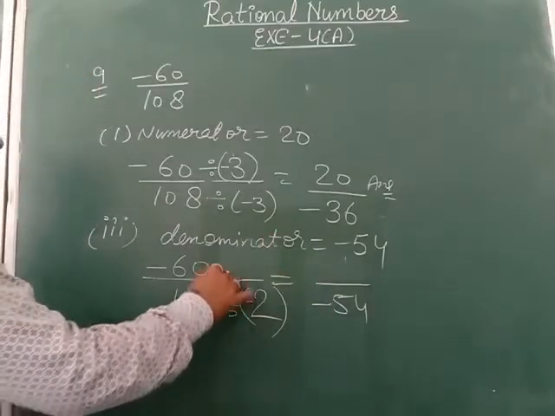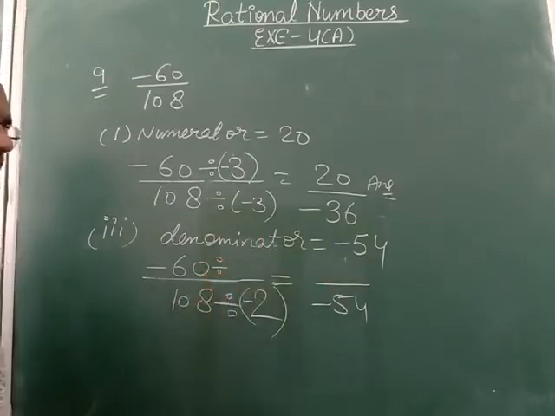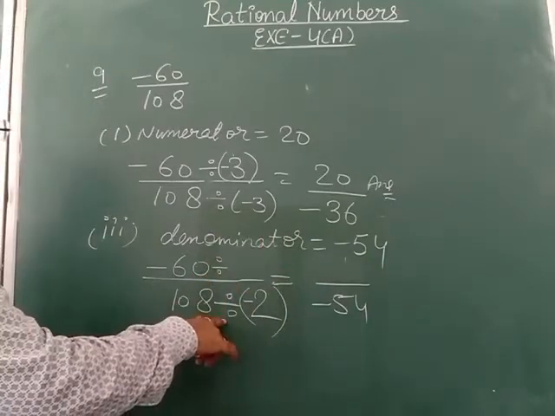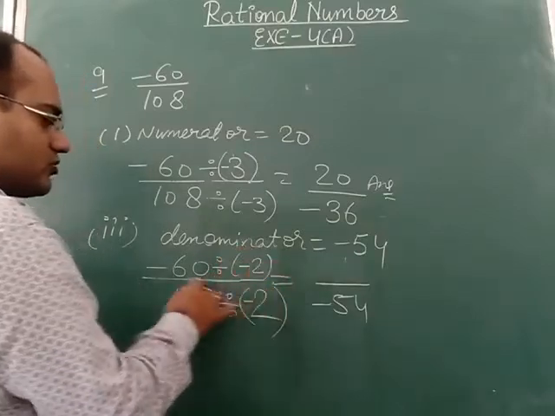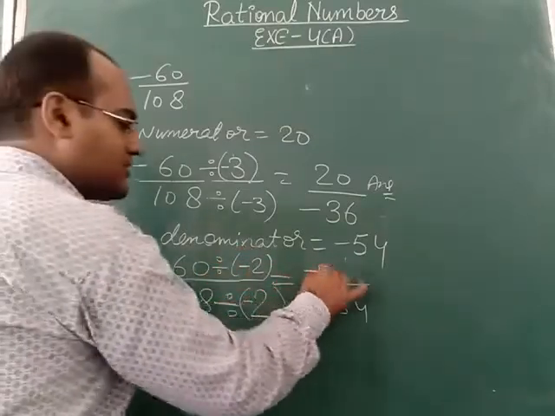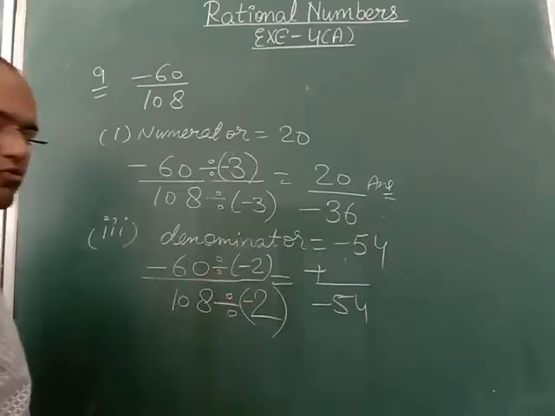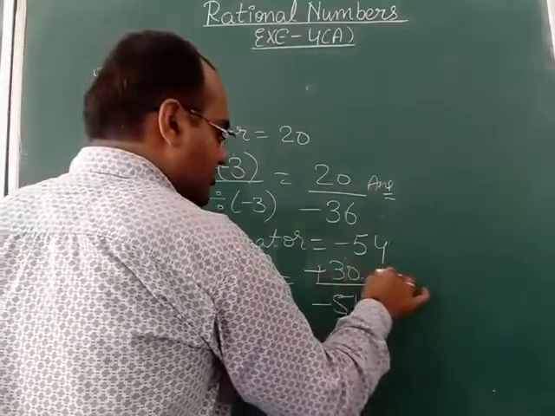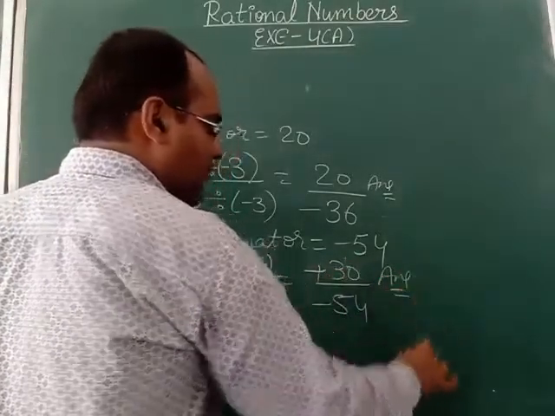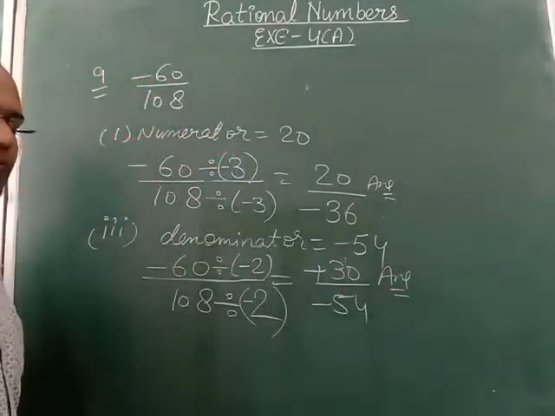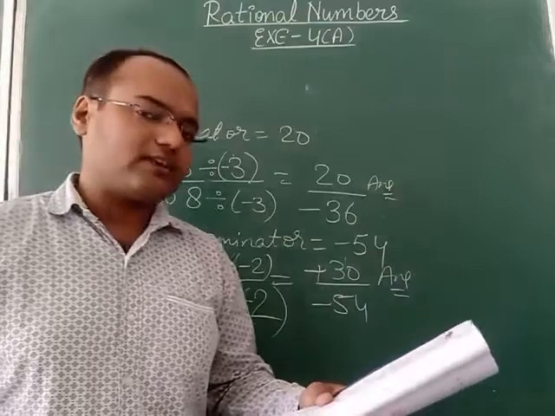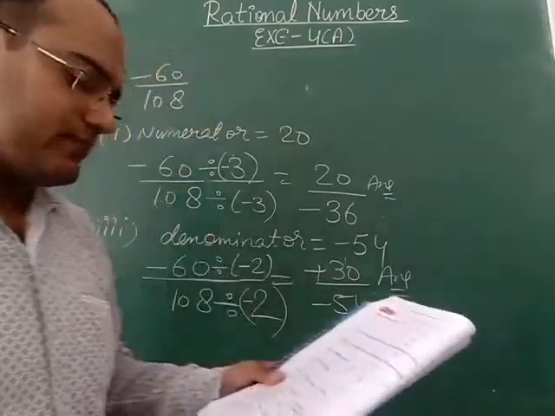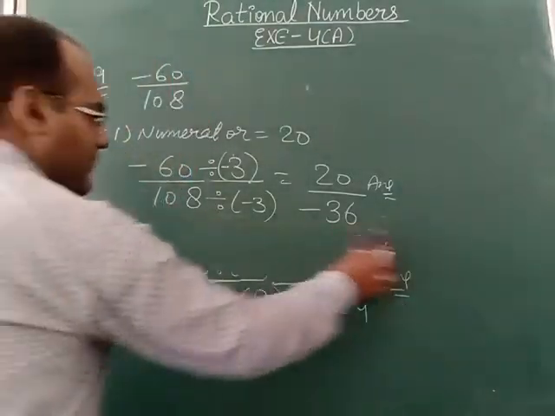In the same way we have to do in the numerator also. The denominator we have divided with minus 2, so the numerator also we will divide with minus 2. Minus and minus will become plus. 60 divided by 2 will be 30. So the final answer is 30 upon minus 54. So like this you have to do question number 9. Now the next question, question number 10.